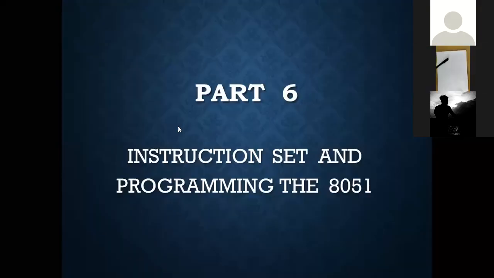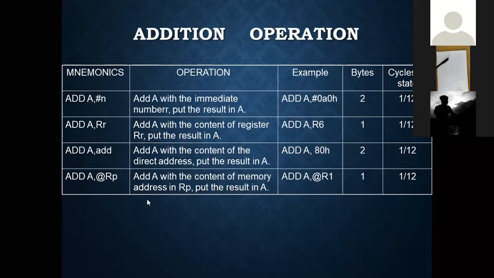We will start with the instruction set related to addition, subtraction, multiplication and division. There we can see that the use of the B register will come later on. Coming to the first one, the addition operation: ADD A, #n. That means add the immediate data with the content of a register and put the result in A.